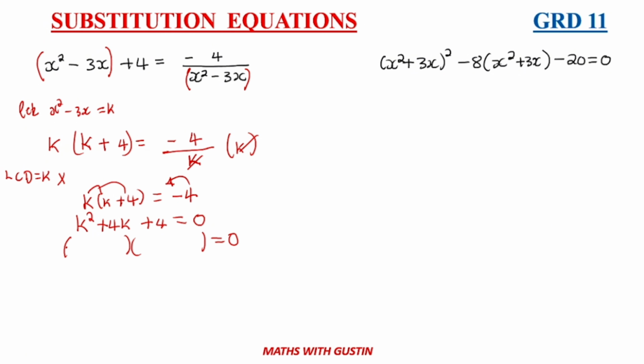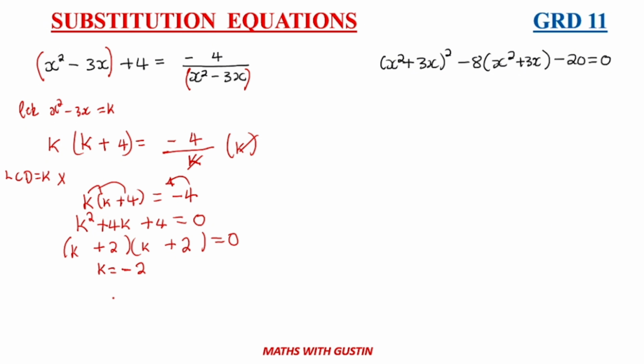Once it's like this, it's a trinomial, so we need to factorize and then solve for k. So it's going to be k here, k there. What are the two numbers that when we multiply them together give us 4? It's going to be 2 and 2, and when we add them together, they must give us 4 again. So it's going to be plus 2 here and plus 2 there. All right, so the answer is k is equal to negative 2.